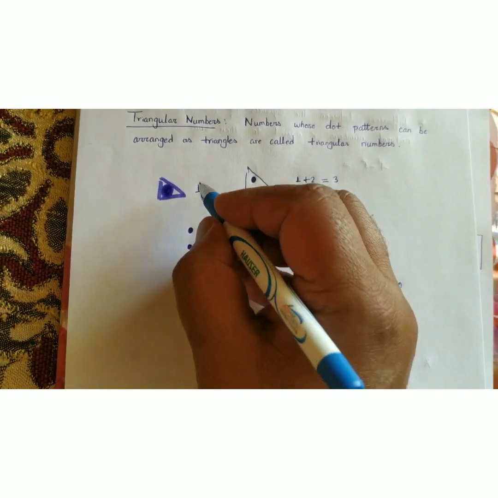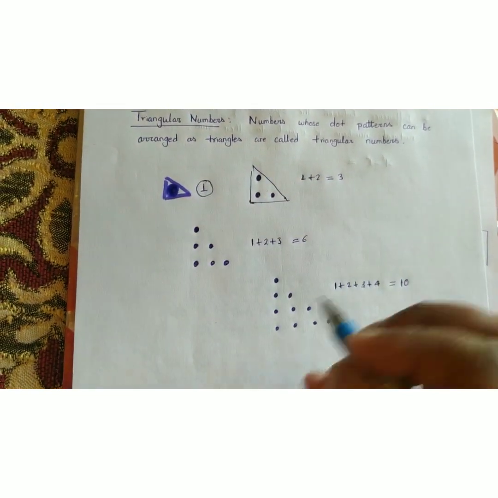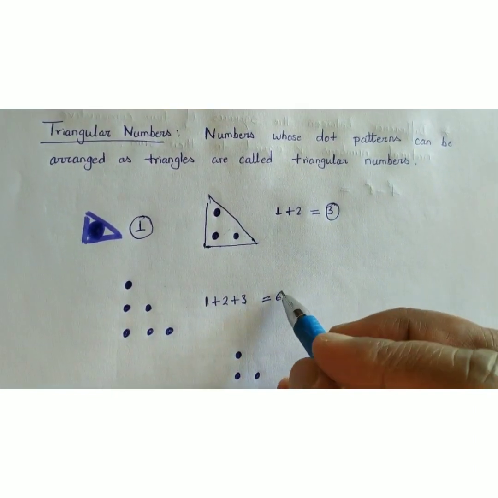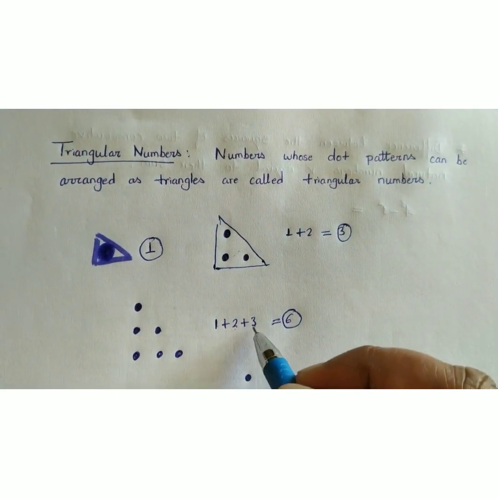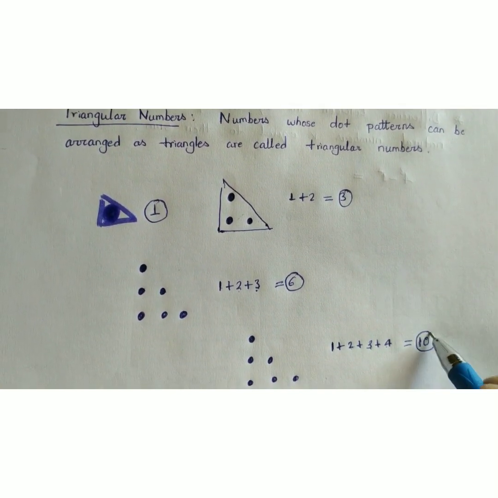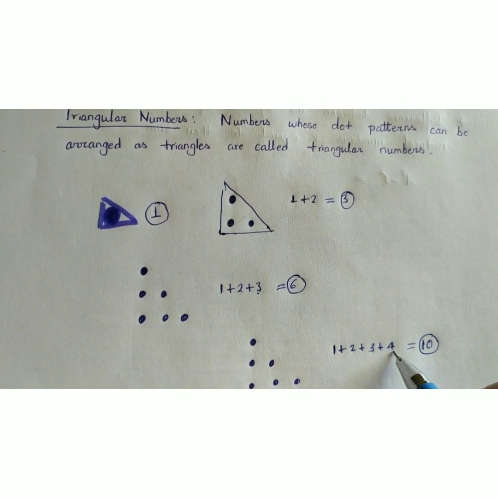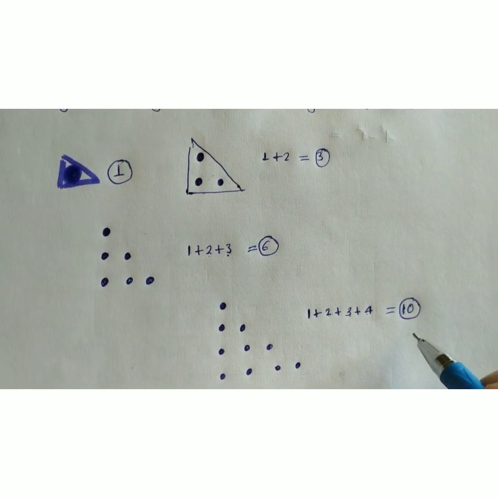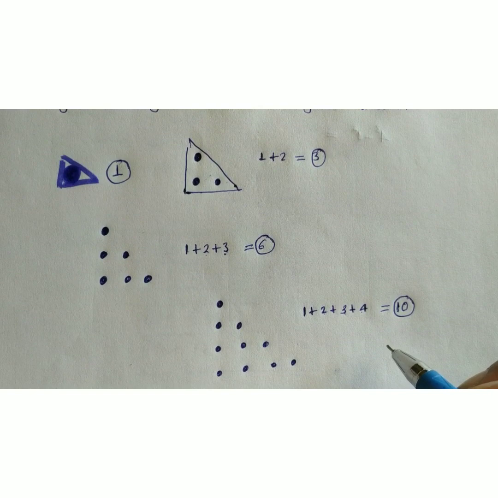So triangular numbers, first triangular number is 1. Second is 1 plus 2, 3. Third triangular number is 1 plus 2 plus 3 is 6. Fourth triangular number is 1 plus 2 plus 3 plus 4 is 10. And similarly you can find the next triangular numbers.